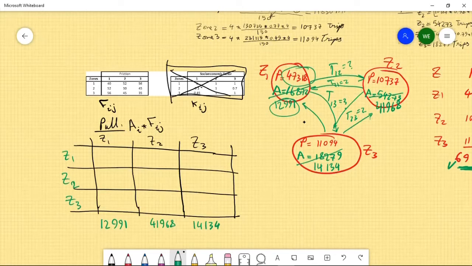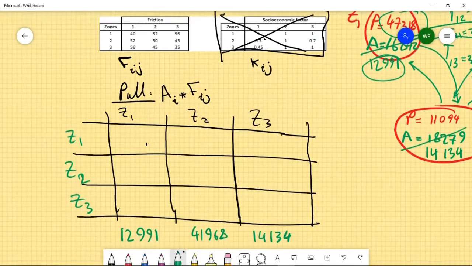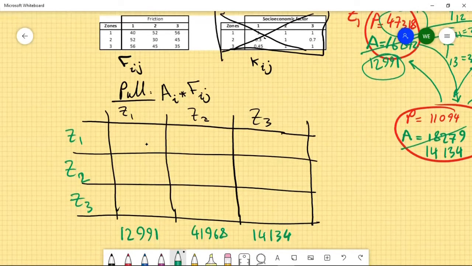I think this should be, yes. So 40 multiply 12991. So here we are going to put 40 multiply 12991 equal, and here will be 52 multiply 41968, and here will be 56 multiply 14,134.